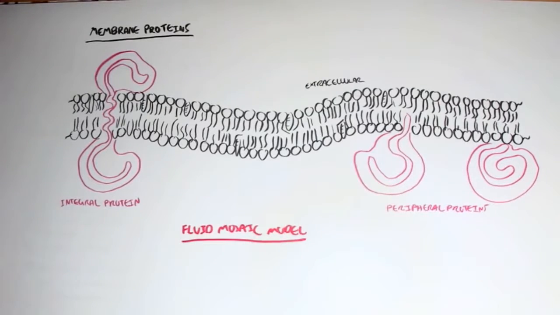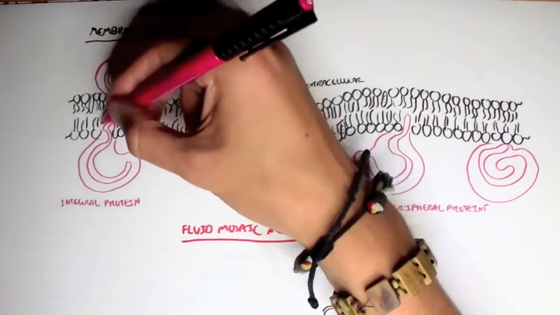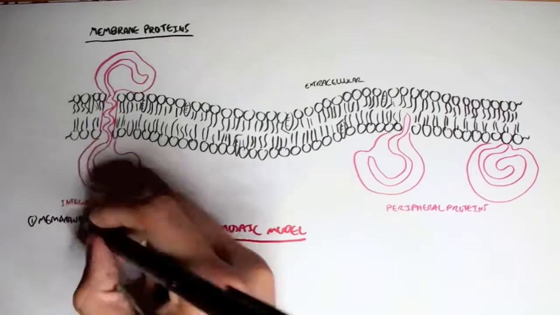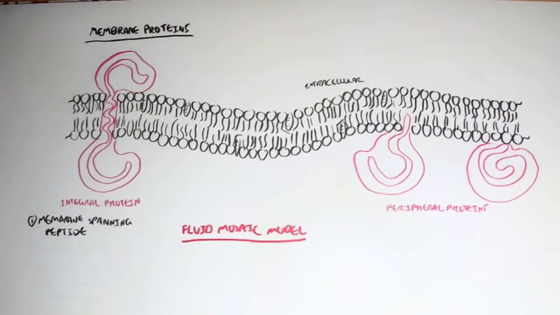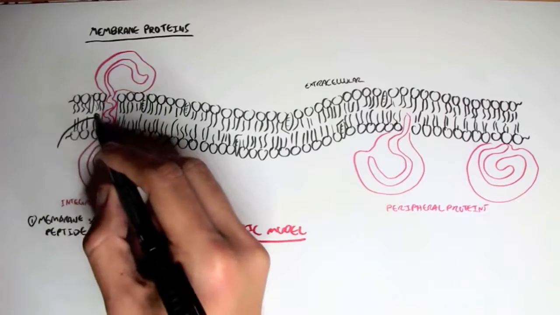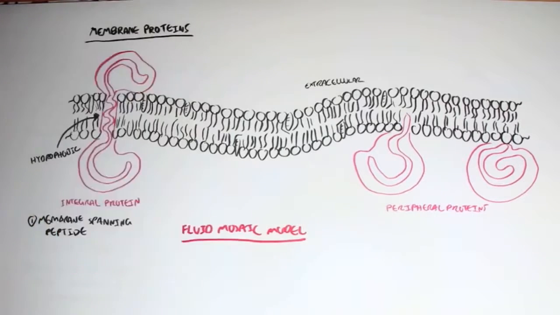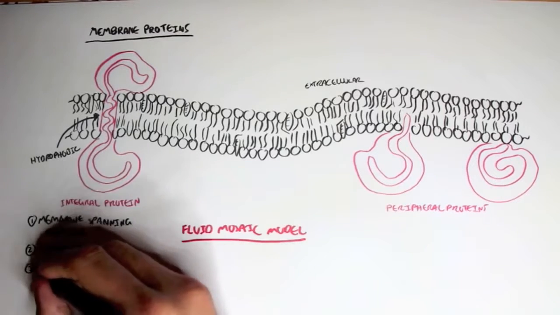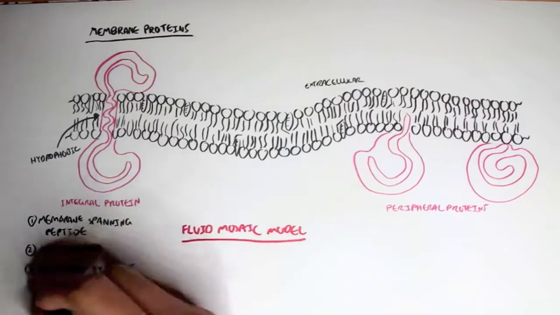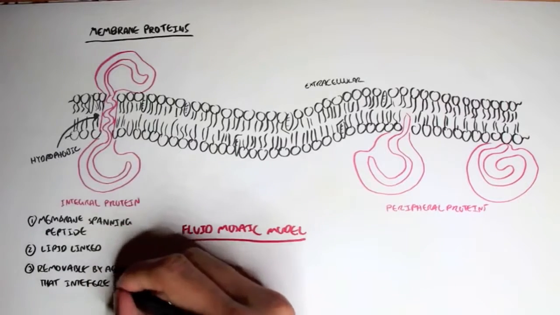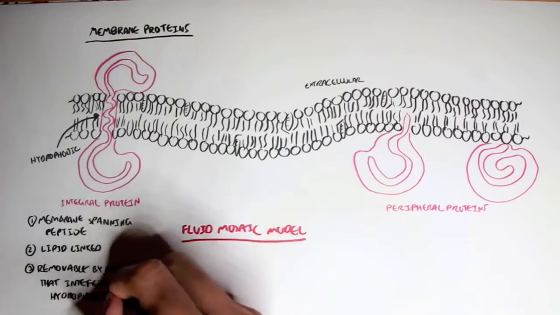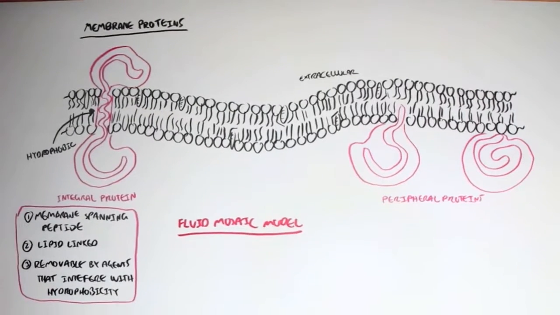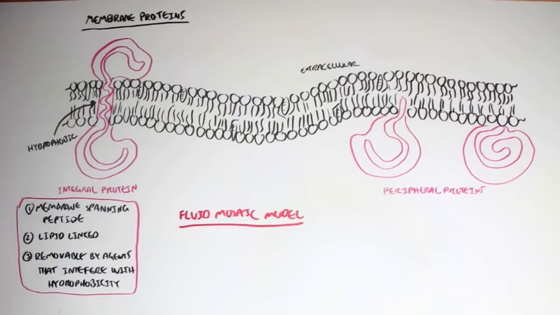So let's learn a bit more about integral proteins. Integral proteins are membrane-spanning peptides because they have a hydrophobic region and a hydrophilic region as well. The region in the middle is hydrophobic and so stays with the lipids, whereas the outer regions are hydrophilic. Integral proteins can also be lipid-linked, and they are removable by agents that interfere with the hydrophobicity, so the hydrophobic region of the protein.